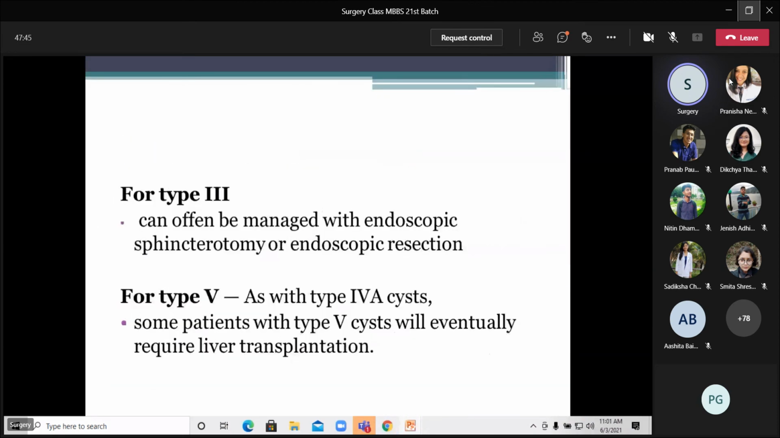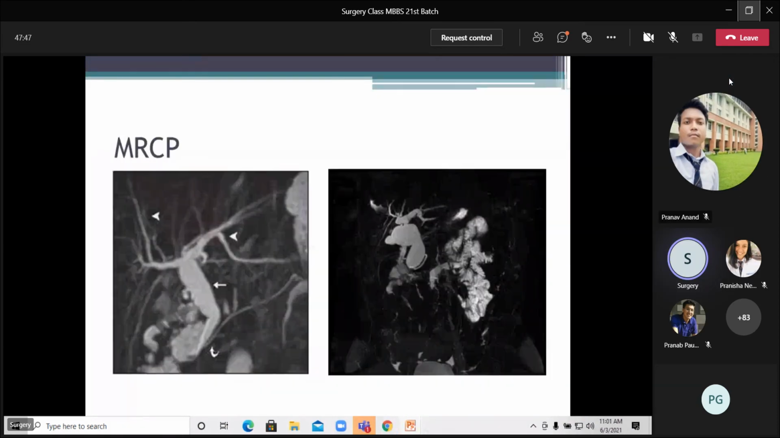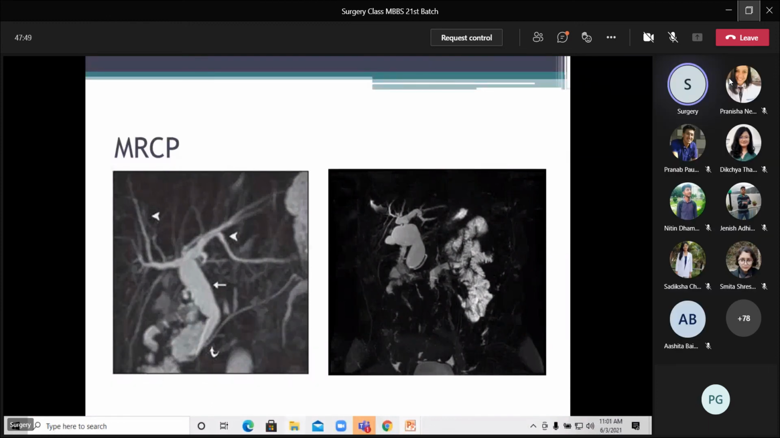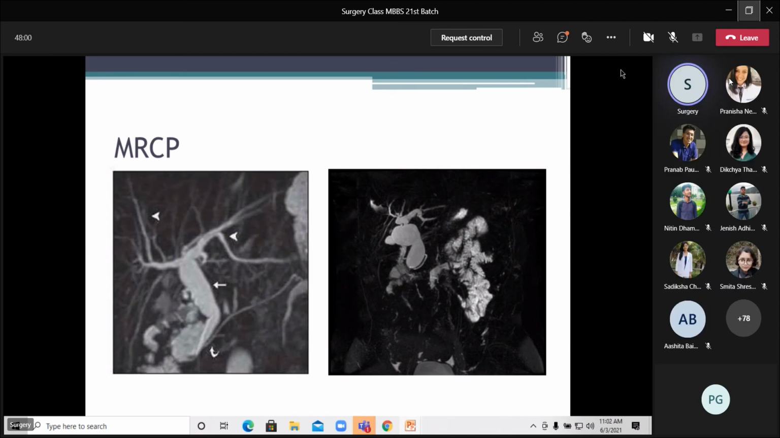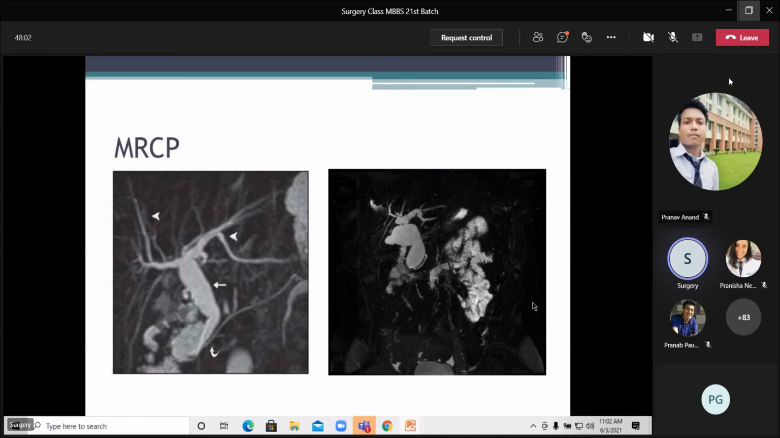Okay, did you understand? Some of you can tell me if you have not understood anything. That's all about choledochal cyst. You should know this with regard to the choledochal cyst.